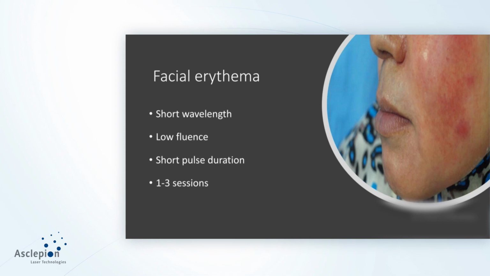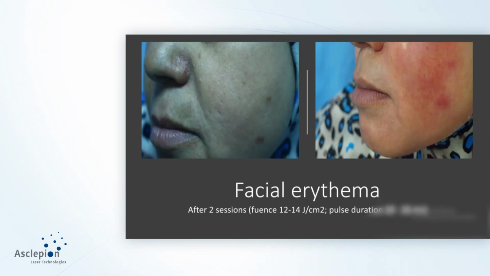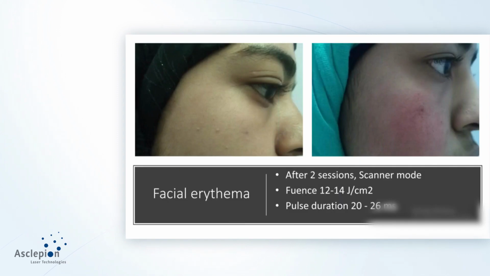This patient treated by QuadroStarPRO, I think, has excellent improvement after only 2 sessions. We start at 12 joules and increase to 14 in the second session. The pulse duration is adjusted according to the parameters by the machine from 20 to 26 milliseconds. Another patient with facial erythema also received 2 sessions from QuadroStarPRO and got an excellent result, 100% improvement completely.